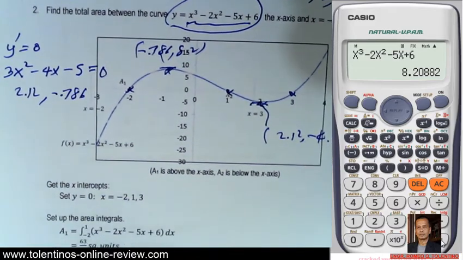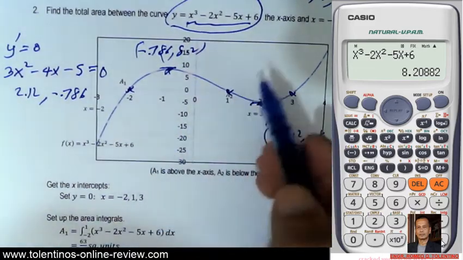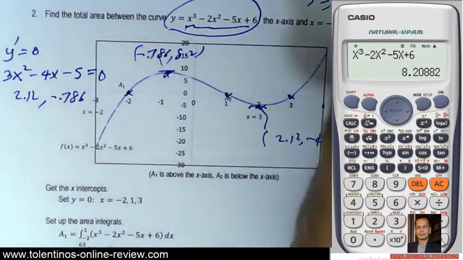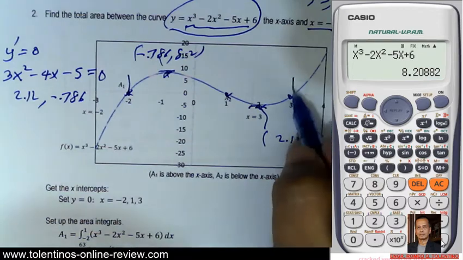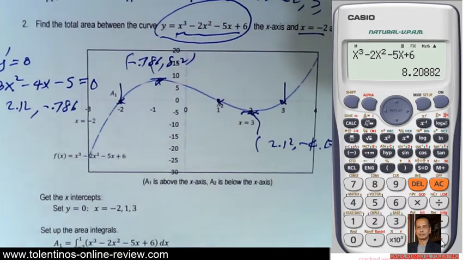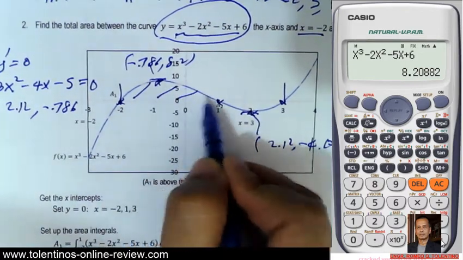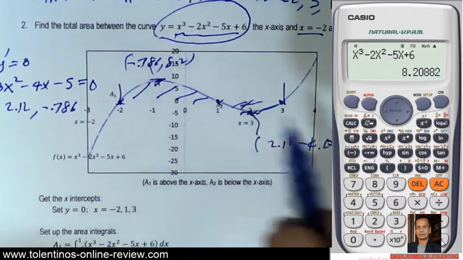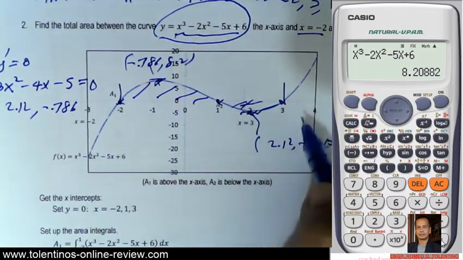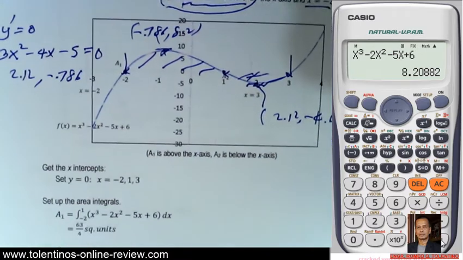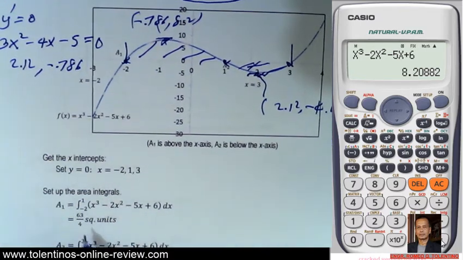Okay, so since you are integrating from negative 2 up to 3, you will have to subdivide this into two areas, that area and that area. One area will become positive, and the other area will become negative.